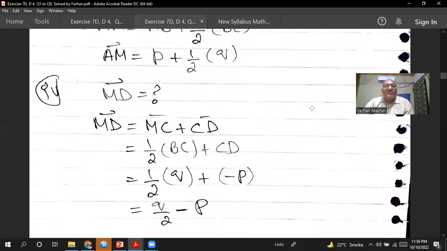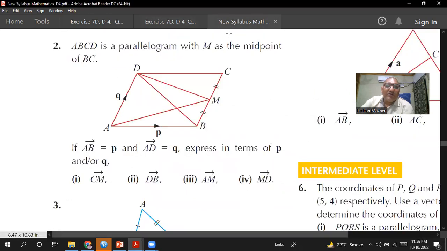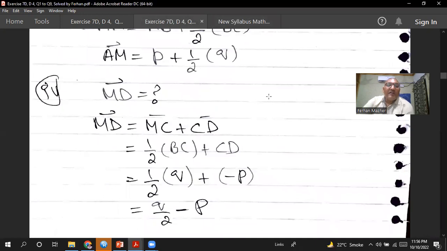Okay, so now on your screen, MD. From M, I will go to C, from C, I will go to D. Very simple. MC is 1 by 2 of BC, plus the CD. So 1 by 2 BC is Q, and CD is minus P. So you will have Q by 2 minus P. There can be many bypasses which you can make, but you have to choose one. So this is how you would find the MD.